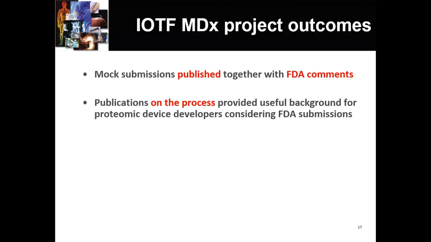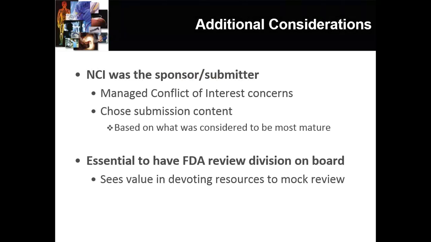Next slide, please. So let me just make a few comments regarding some additional considerations. In the case of this proteomics example, NCI, the National Cancer Institute, was the sponsor or submitter to the FDA. So they managed the process across the proteomics community, managed conflict of interest concerns, and were really central in choosing the submission content. There are other models for handling all of those aspects. That just happens to be the way that it was at that time.